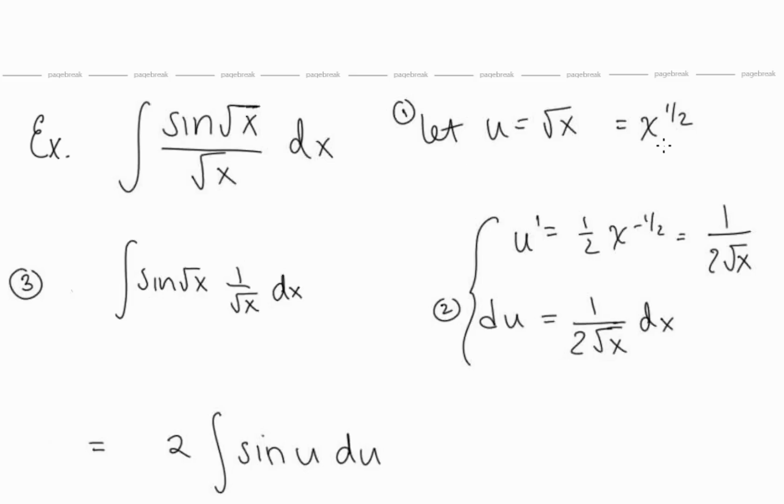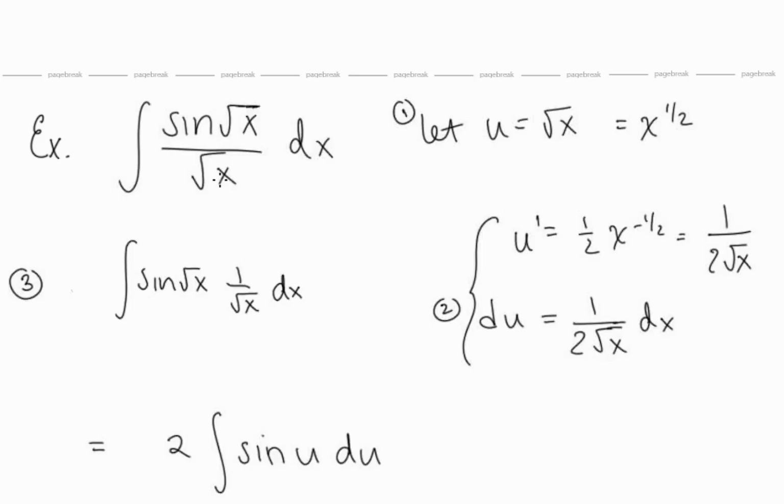And then step 2 says compute du. So u prime here, the derivative of u, is going to be 1/2 x to the -1/2. That's 1 over 2 radical x. And so du is going to be 1 over 2 radical x dx. And so now we want to rewrite our integral in terms of u and du.